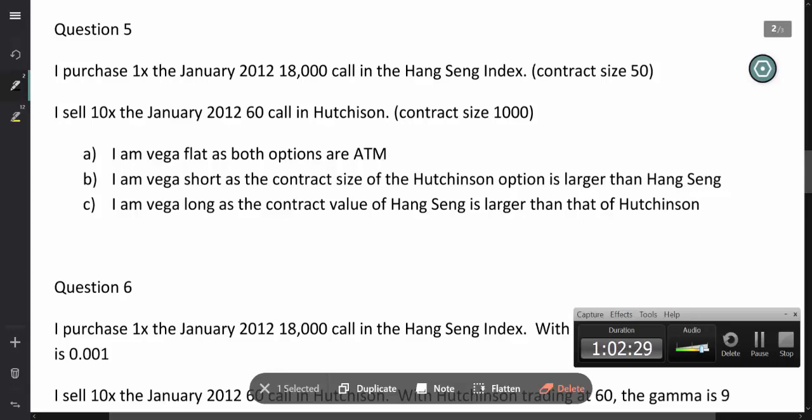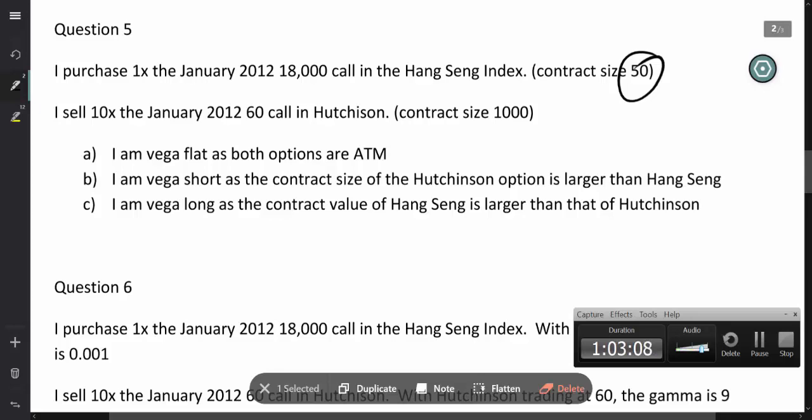I purchased one time the January 18,000 call. Wow, that's a long time ago. The Hang Seng is now more than 30,000. Contract size 50. 1 point in the Hang Seng index when you trade the futures is worth $50. I sell 10 times the January 2012 60 call in Hutchison. Contract size 1,000. I'm Vega flat as both options are at the money.